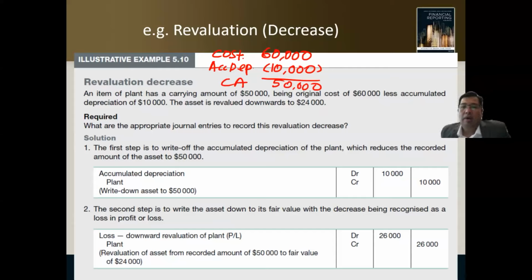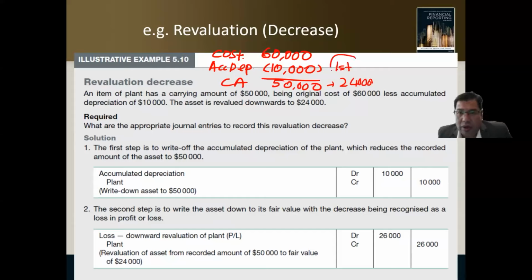However, when you perform revaluation, you find that the value of this asset is only 24,000. So how are you going to do this? Okay, there are several steps. Step number one, I want you to close this account first.